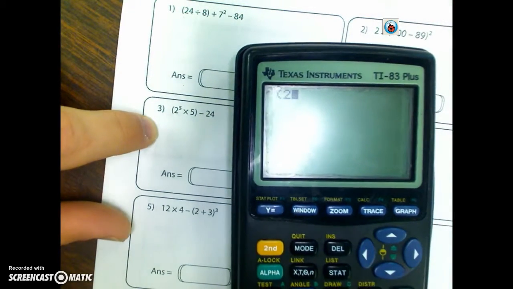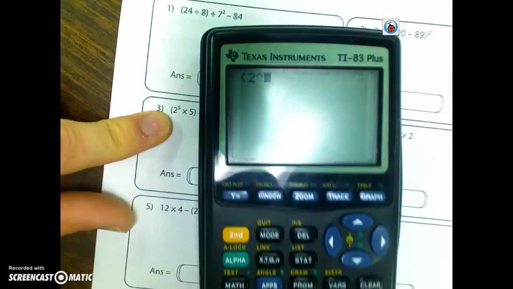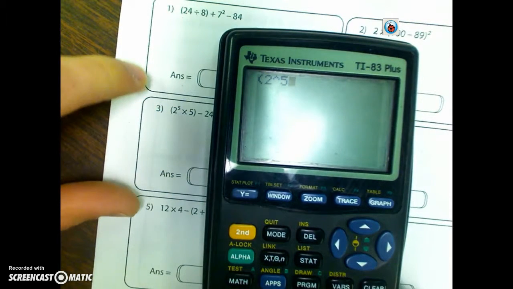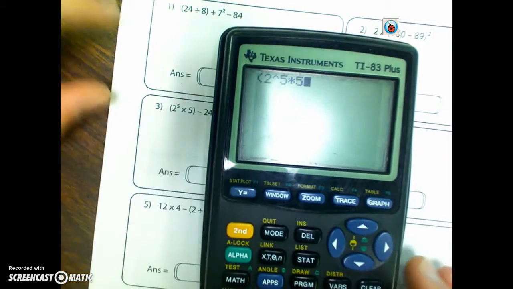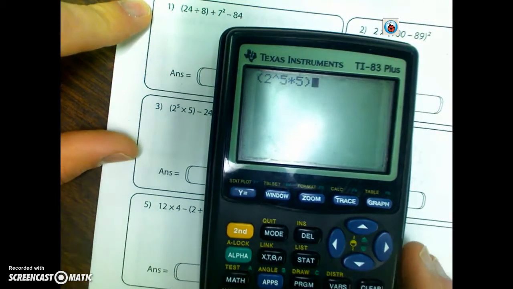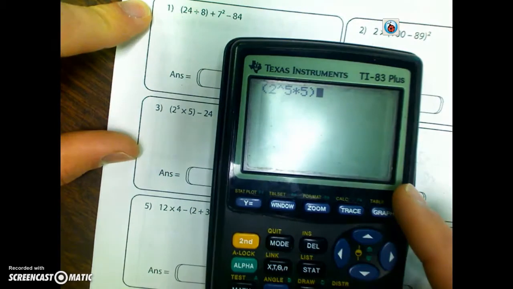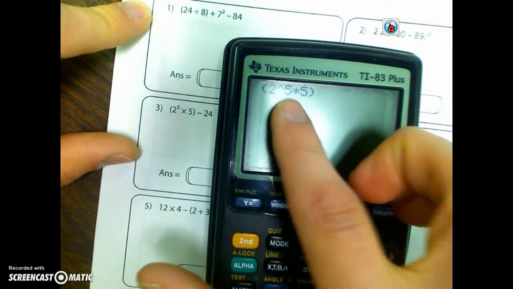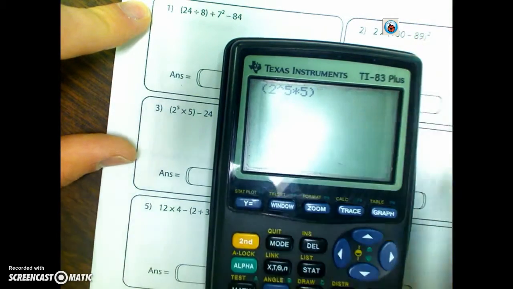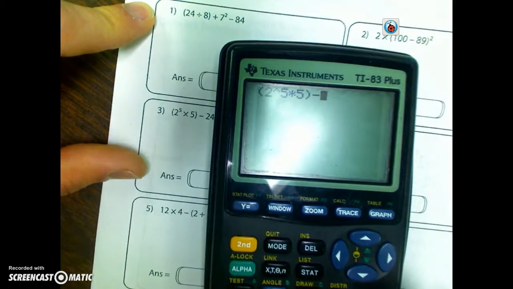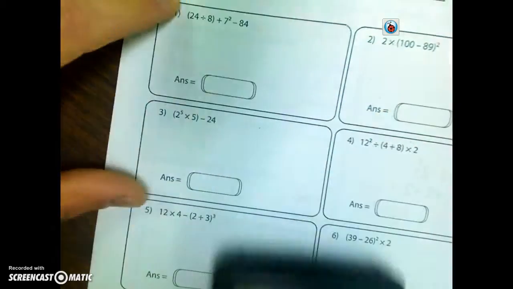So I have a 2. Now I need to raise it to the 5th power. That's going to be us using our exponent button here. So we have 2 to the 5th power. And then we need to multiply by 5. So then we can close our parentheses. So far we have 2 to the 5th power in here, and then all of that multiplied by 5. And we don't have to worry about our calculator doing this operation first. 4 multiplied by 5. And we subtract a 24. And we get a 136.